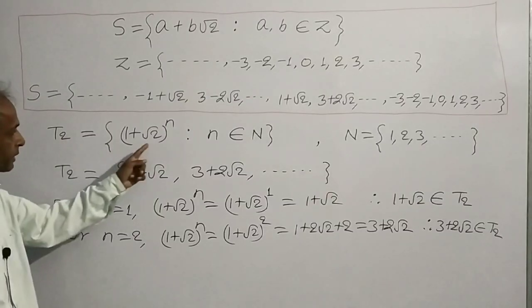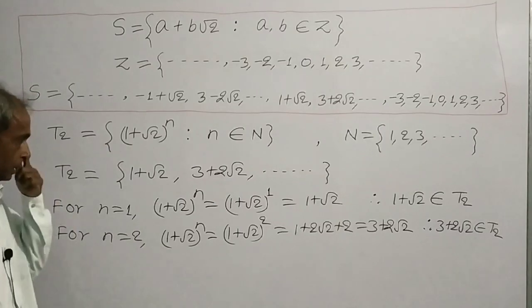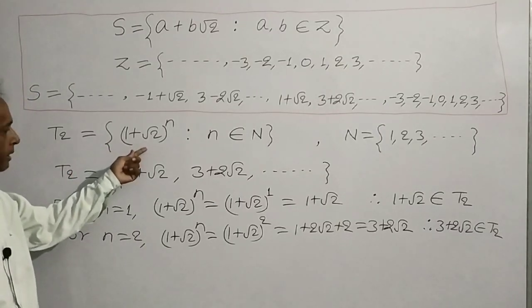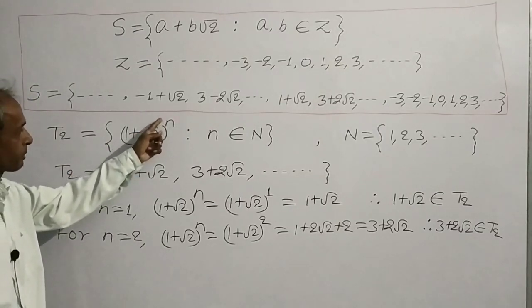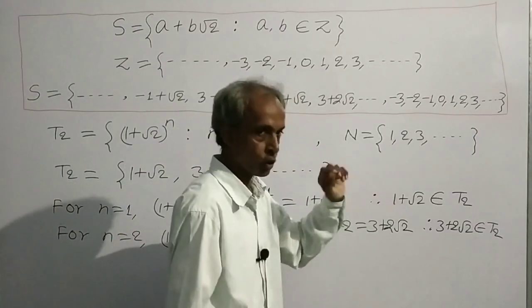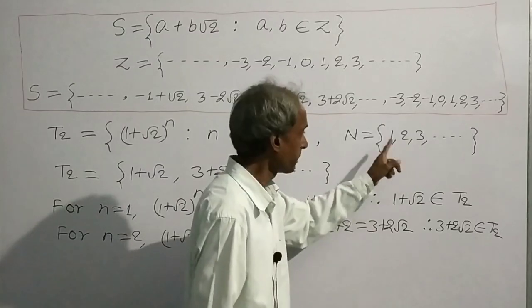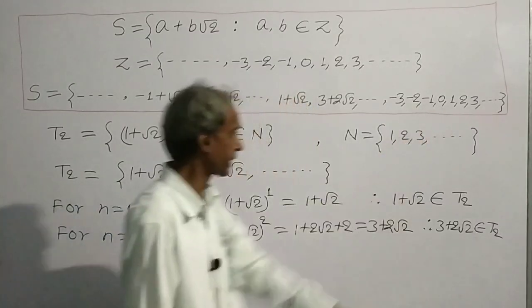This set T2 is given in the question. In this set, in place of this n, we have to put numbers from this set. That means 1, 2, 3, etc.